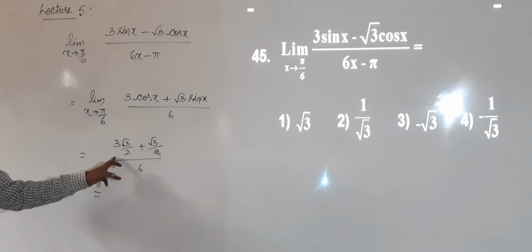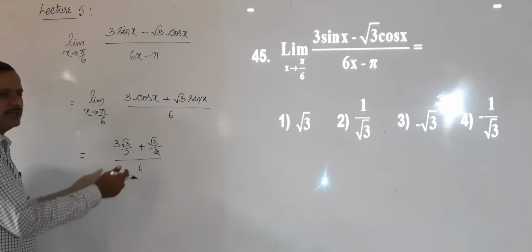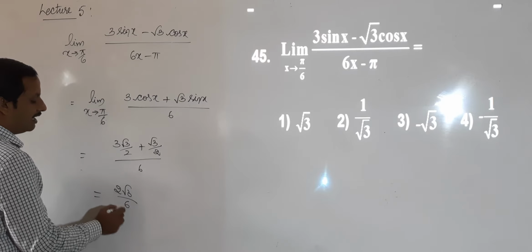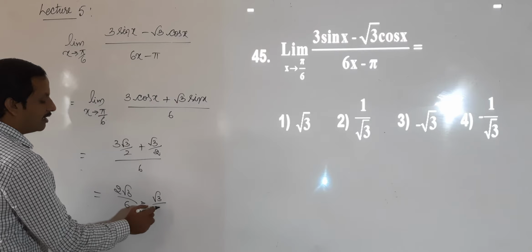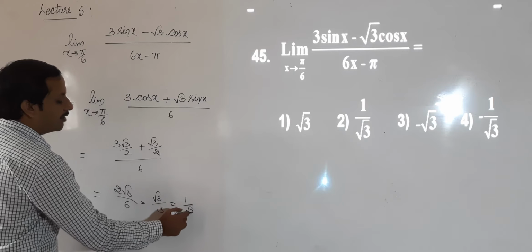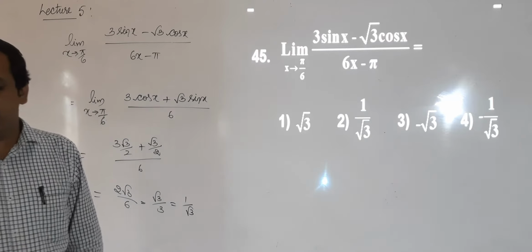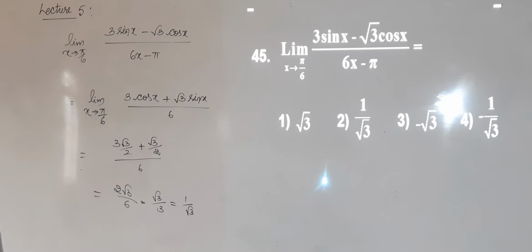That's equal to 3 root 3 by 2 plus root 3 by 2, that will become 4 root 3 by 2. The 2 gets cancelled, 2 root 3 divided by 6. That is equal to root 3 by 3, which is also equal to 1 by root 3. Do we have this option? Yes, we have. The second option is the correct answer.